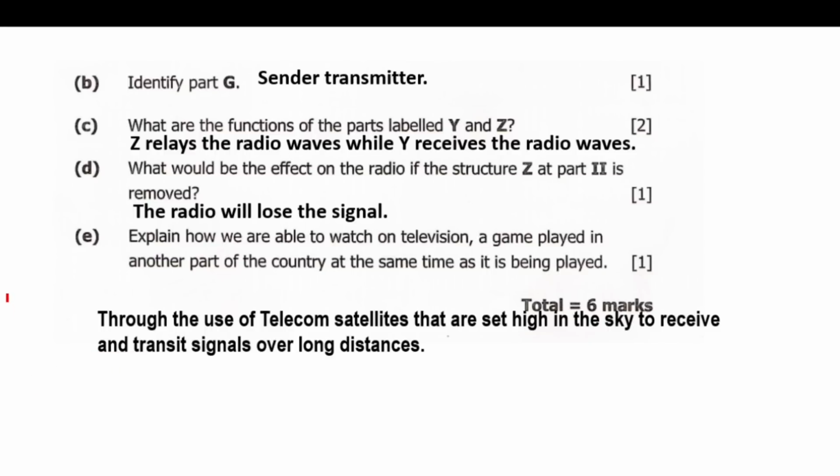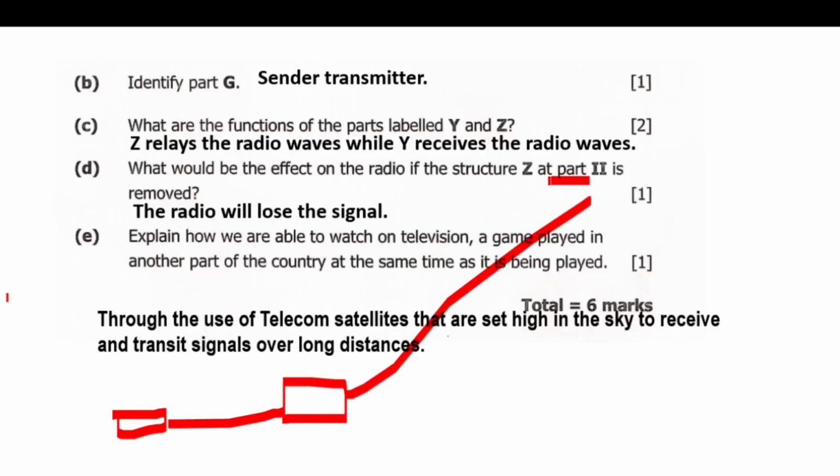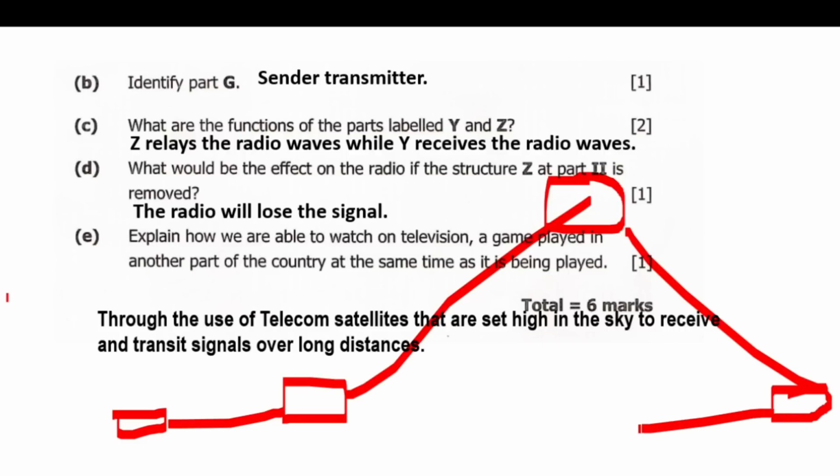Those cameras are transmitting the signal. So there are cameras capturing, going into a sender transmitter. A sender transmitter sends the signal into a satellite. A satellite sends the signal into a receiver transmitter. It goes into a broadcasting station, which sends the signal to the users. That's how we are able to get the transmission.